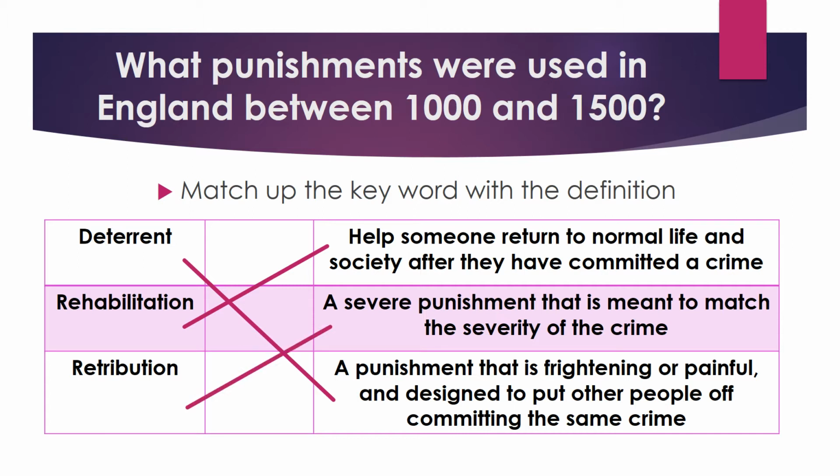In this time period between the years 1000 and 1500, we do not see rehabilitation as being a purpose of punishment. At this time, society hasn't got the idea that criminals can change their behaviour. They think that once a criminal, always a criminal. So therefore the punishments that we see in this time period are just deterrent and retribution. So we're going to be focused on those two purposes of punishment as we go through and look at what punishments were actually used in this time period.